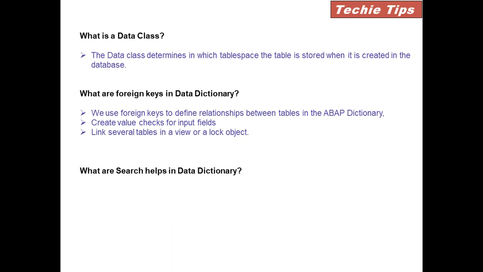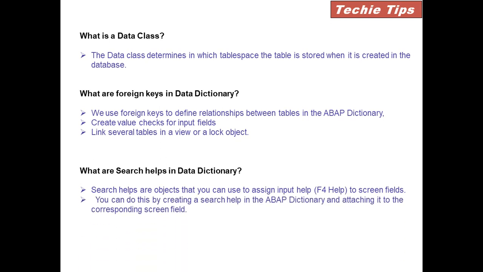What are search helps in data dictionary? Search helps are the objects that you can use to assign input help, basically F4 help, to the screen fields. You can do this by creating a search help in the ABAP dictionary and attaching it to the corresponding screen fields. In search helps we have two types: elementary search helps and collective search helps.